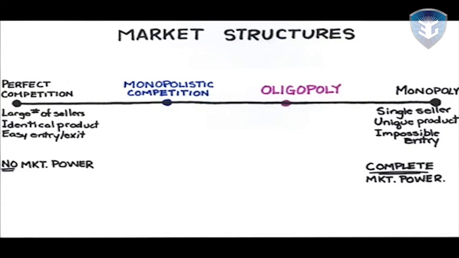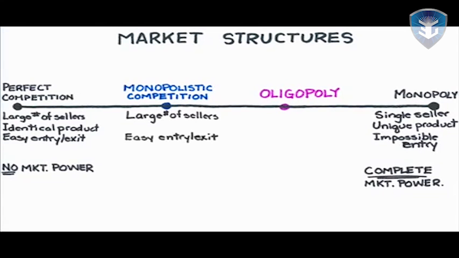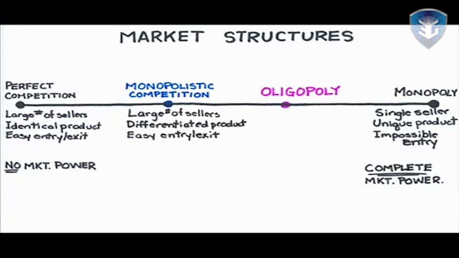A monopolistically competitive structure is still competitive, so there's still a lot of producers. Given that there are lots of producers, we can assume that entry into the industry is easy. Unlike perfect competition, however, the products are not exactly the same. Highly similar, yes. Highly substitutable? Yes, but not identical.